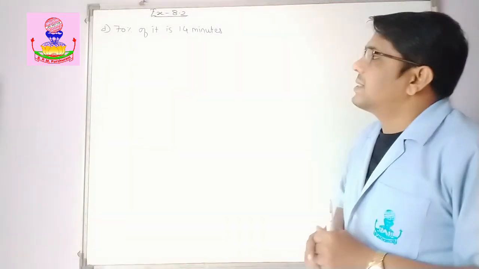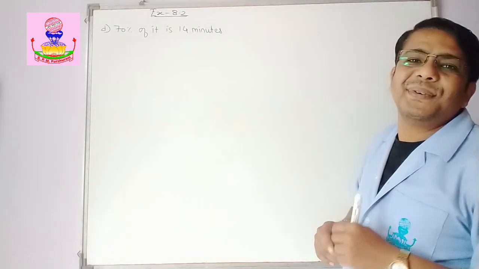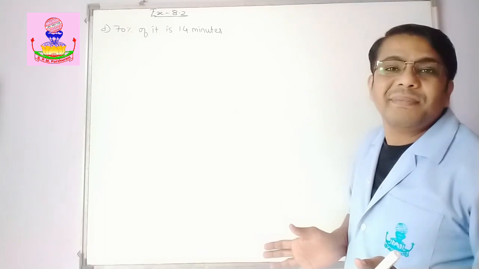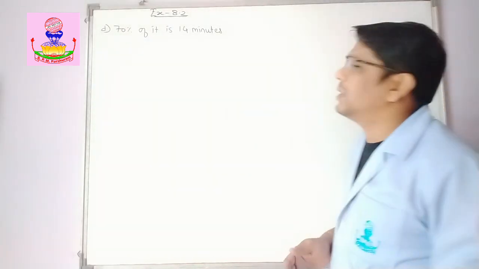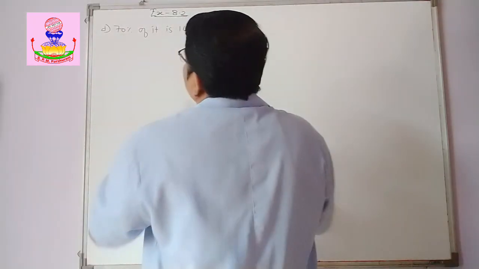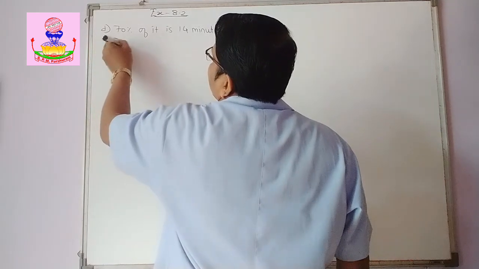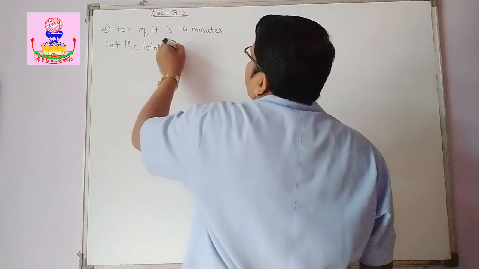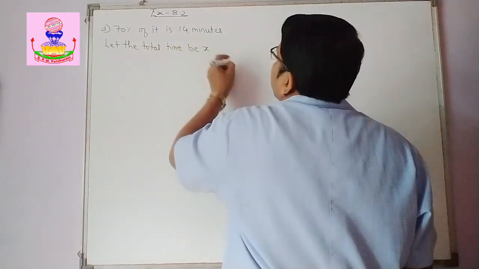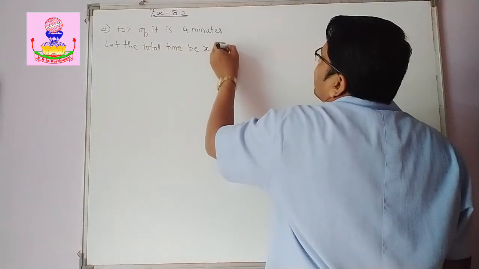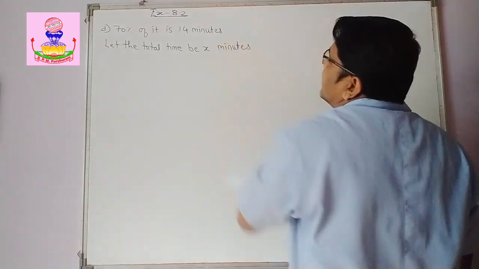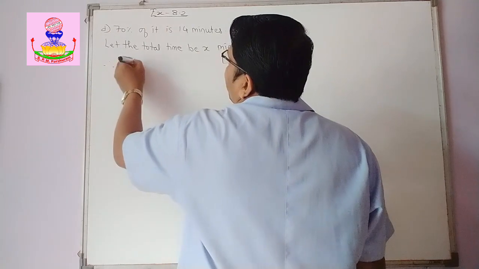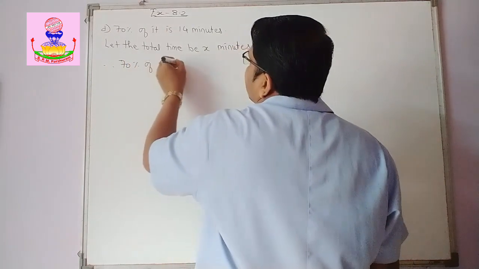Okay. Now, next example from this, that is D. So D, 70% of it is 14 minutes. So what is the total time? We don't know. Let it be x minutes. Okay. So let the total time be x minutes.